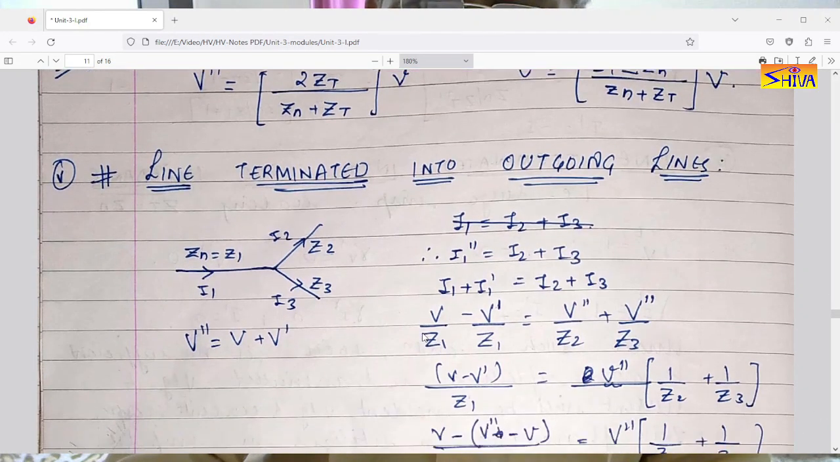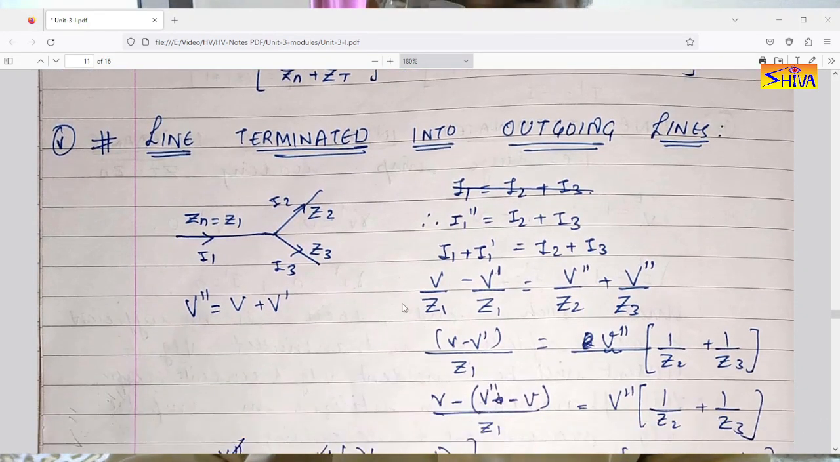Next case is line terminated into two outgoing lines. So this is the diagram. This is incoming line. It is terminated into two outgoing lines. Zn is the surge impedance of the incoming line. Let us say it is Z1, and Z2 and Z3 are the surge impedances of outgoing lines. So I1 will be the incident current wave. I2 and I3 are outgoing current waves into Z2 and Z3 respectively.